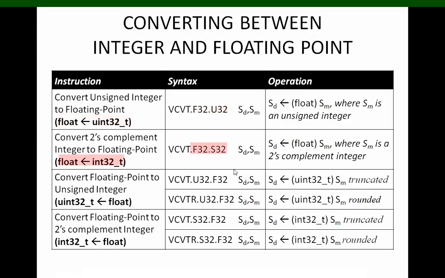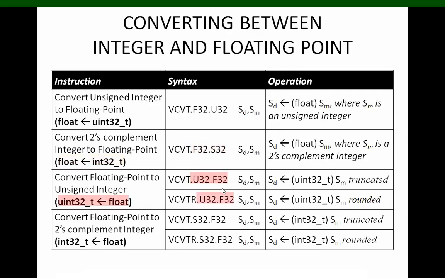Now convert from signed to floating point. We saw unsigned, so here now signed integer. So convert 2's complement integer to a floating point number. So this will actually convert the integer to floating point. I hope all of you have looked into this in detail in your theory, right? So I'm just brushing up the syntaxes here and the operation.